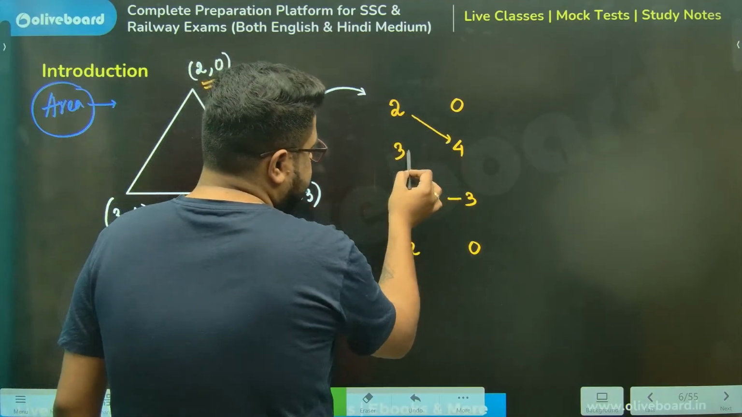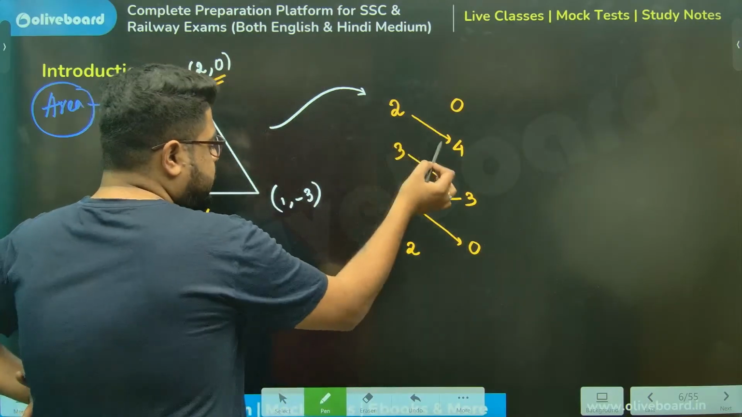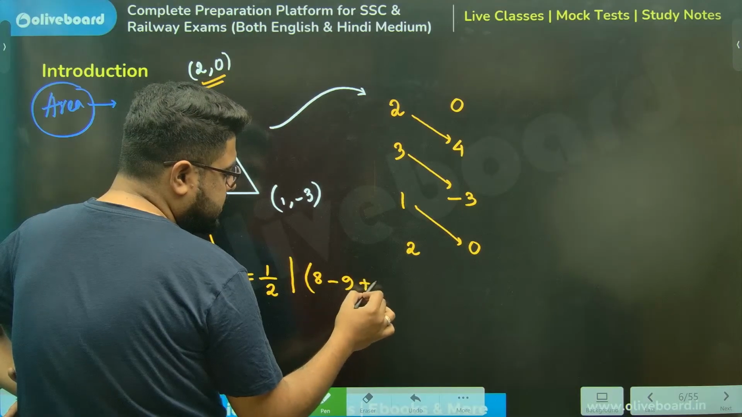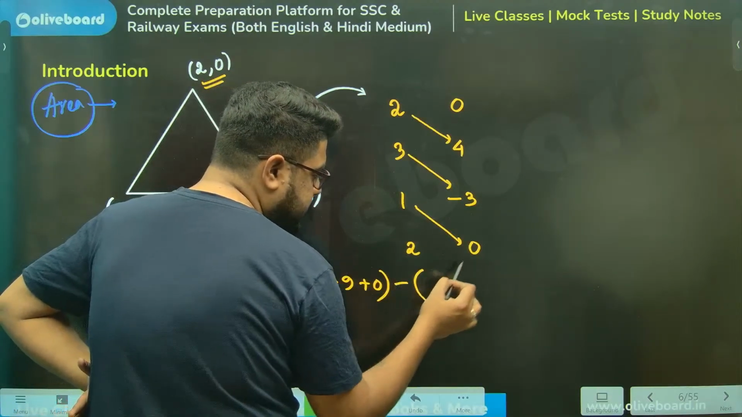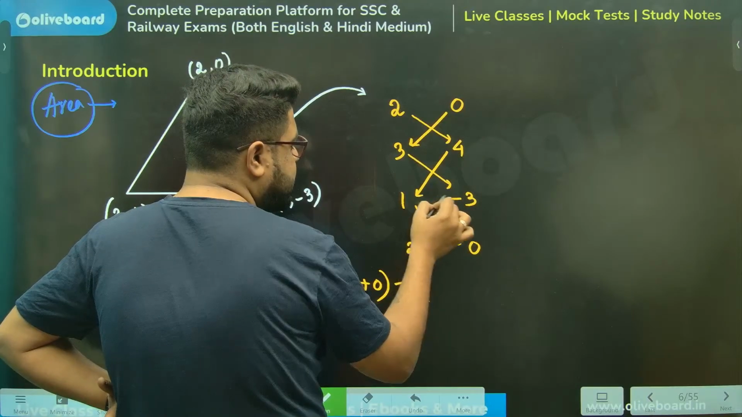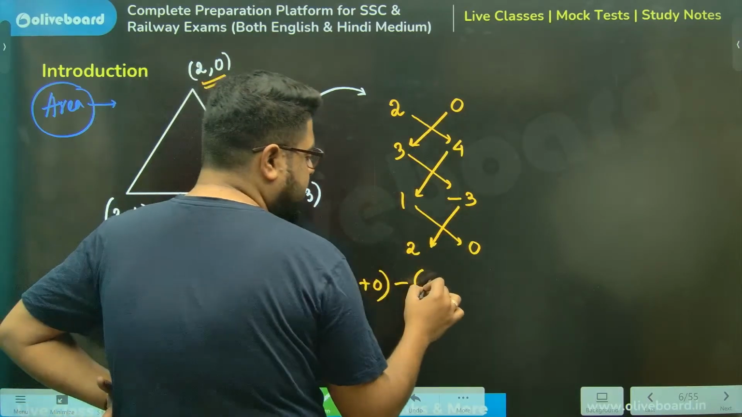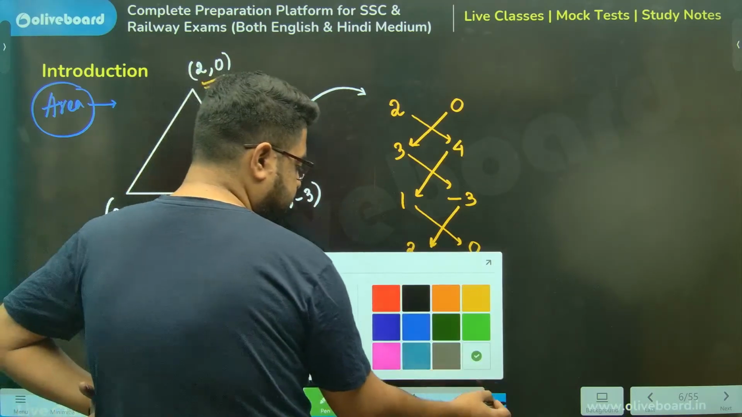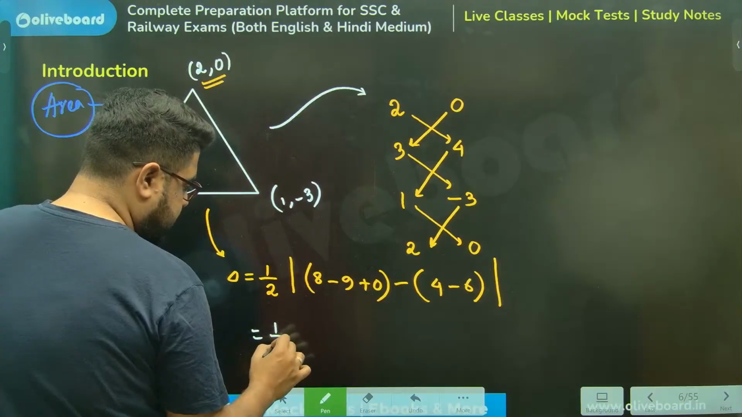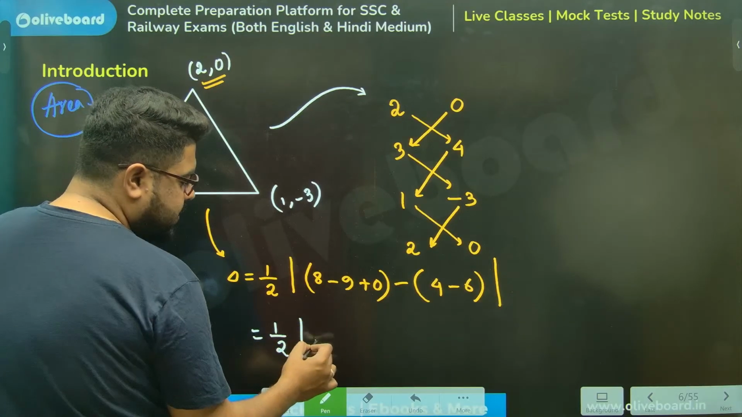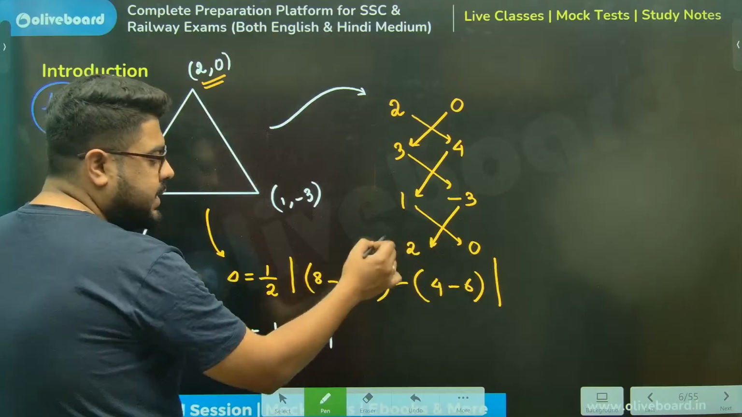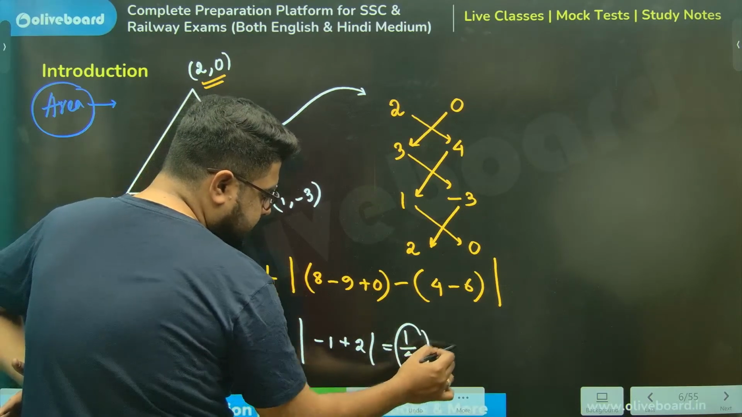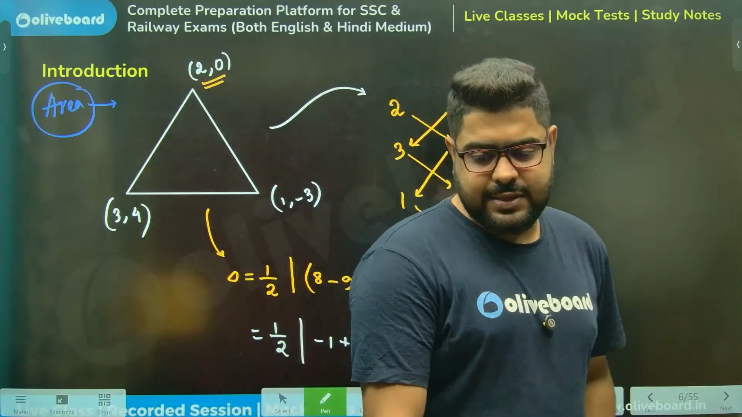Now cross multiply. 2 into 4, 8. 3 into minus 3, minus 9. 1 into 0, 0. Then subtraction, the opposite direction: 0 into 3, gone. 4 into 1, 4. Minus 3 into 2, minus 6. So half of modulus of minus 1 minus minus 2, that is plus 2, so this is 1 by 2. That is your answer.